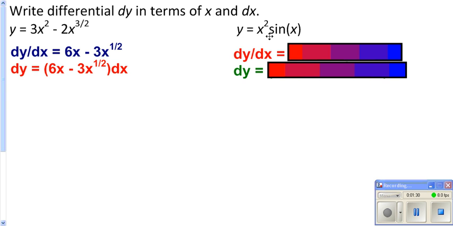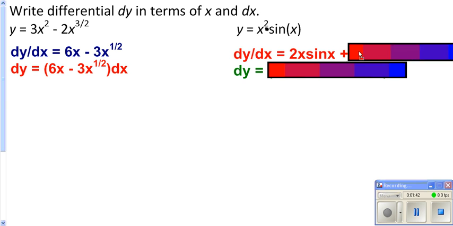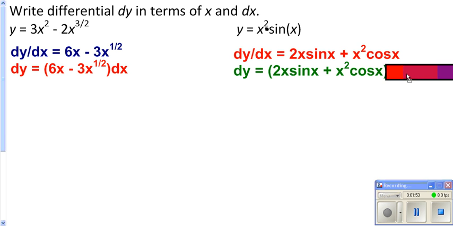You want to do the same thing over here on this one. Keep in mind, though, that you end up having two things multiplied together, so you're going to have to use a product rule here. Derivative of the first times the second, plus the first times derivative of the second. Then to get your differential, you just go ahead and take what you had on the right, multiply it by a dx.